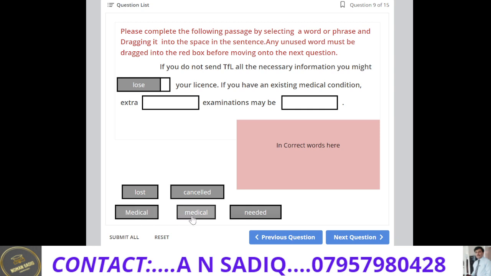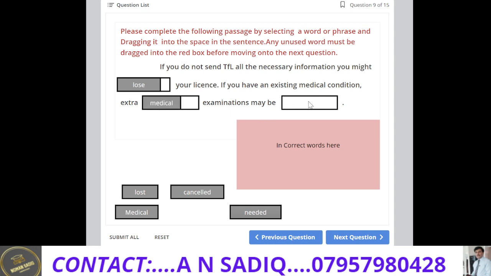One is "medical" starting with a small m. The other is starting with a capital M. So you have to choose this "medical" because it is starting with a small m. Why? Because the word is being used in the middle of the sentence, not at the start. If it was at the start, then we would have chosen the option "Medical" with a capital M.